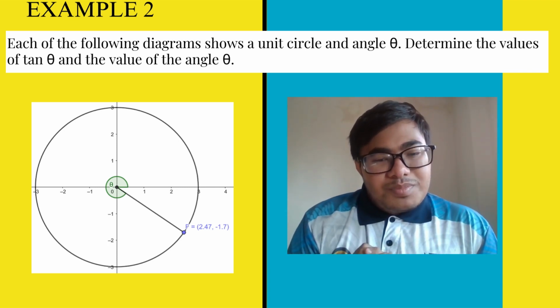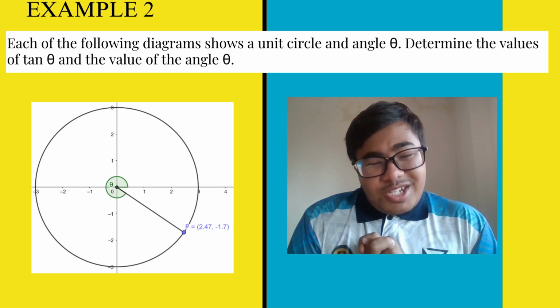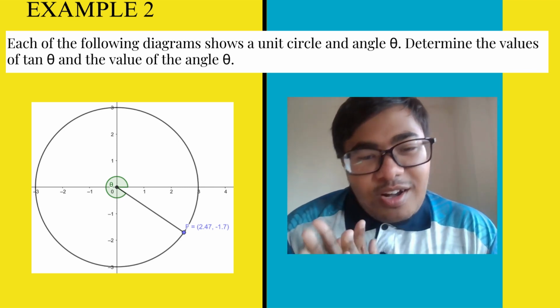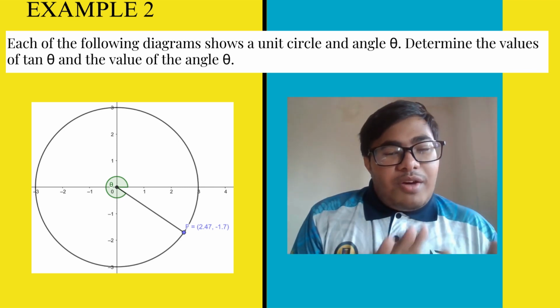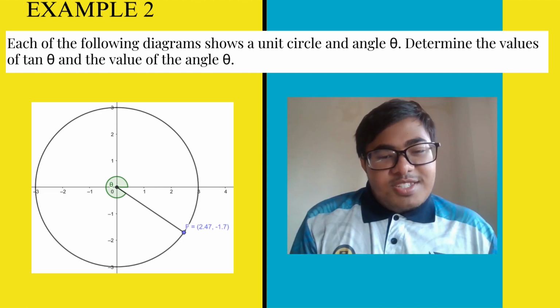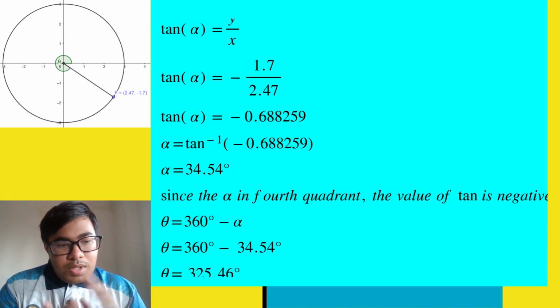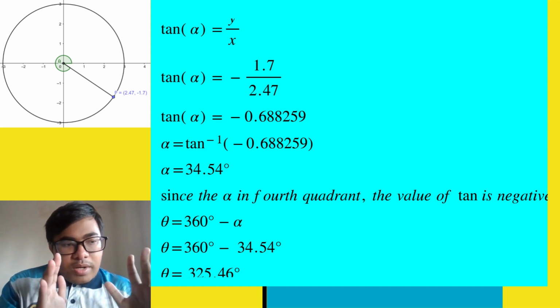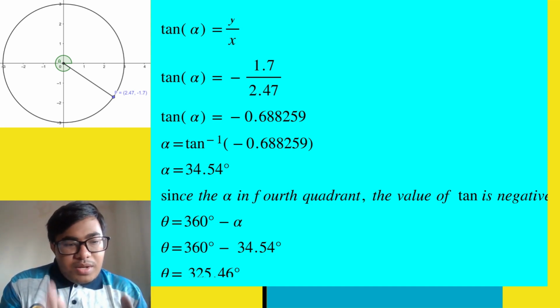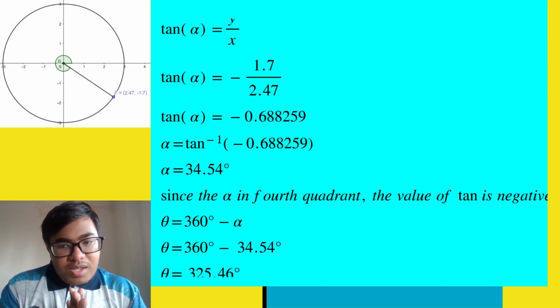Alright. How are we going to solve this question? Quite tricky, huh? Okay, don't worry. We have the solution. Just relax. So, for the next question, the coordinate of F is 2.47 and negative 1.7.